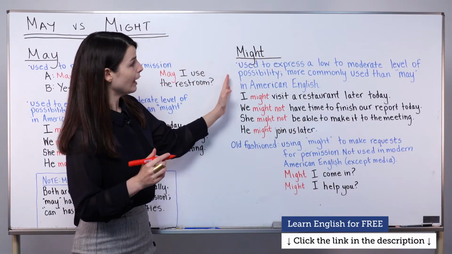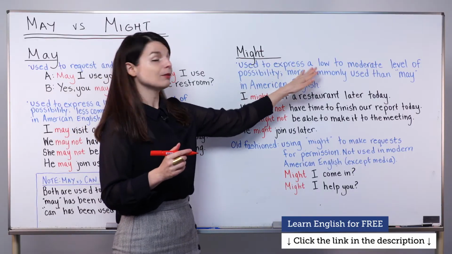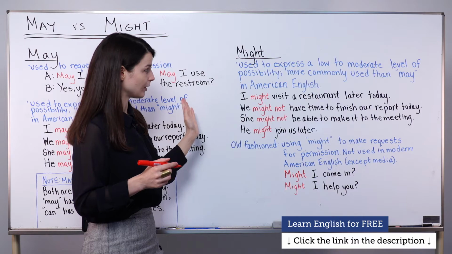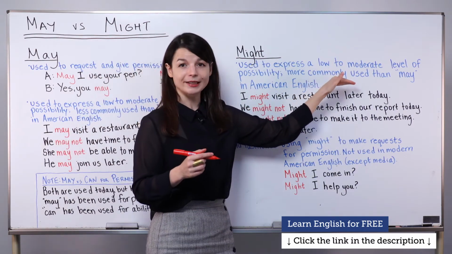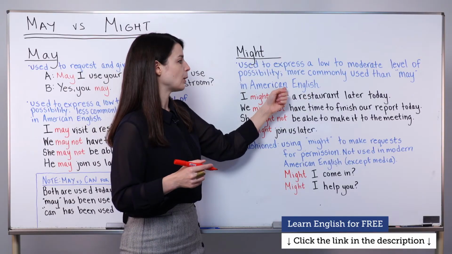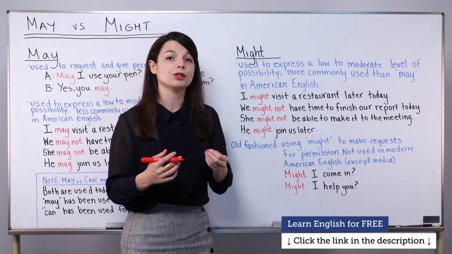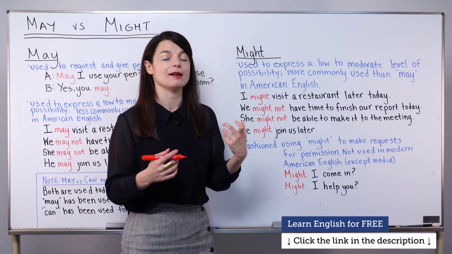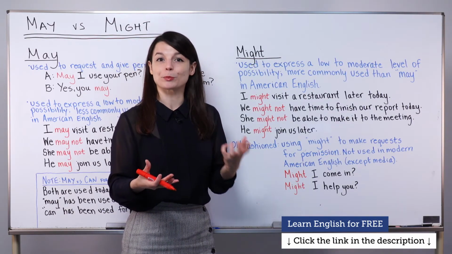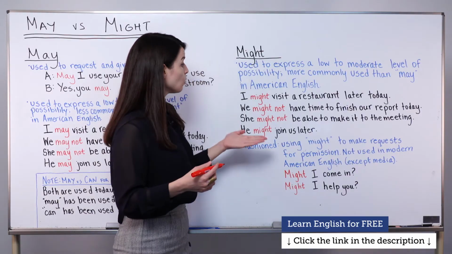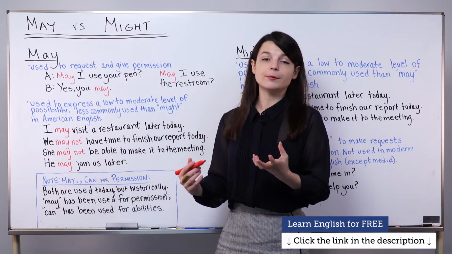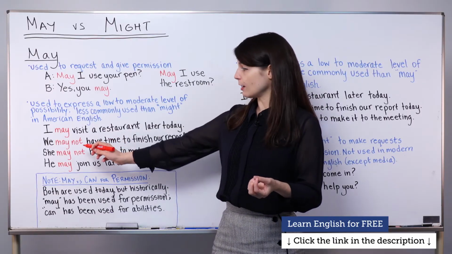So we use might to express a low to moderate level of possibility, just as with may here. However, might is more commonly used than may in American English. So again, this point is about American English. We tend to use might more often than may in American English. It might be a little different for British English speakers. So we can make the same sentences that we made over here. We can substitute might in place of may.